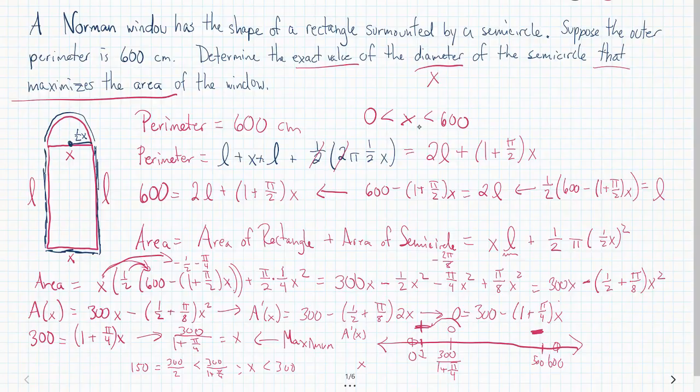Right? And we don't have endpoints because 0 and 600 can't happen. So that means this is our maximum on this interval. So that's our final answer, 300 over 1 plus pi over 4. If you wanted to brush that up, you can multiply both the numerator and denominator by 4. And so you could also put x equals 1200 over 4 plus pi would do the trick as well.